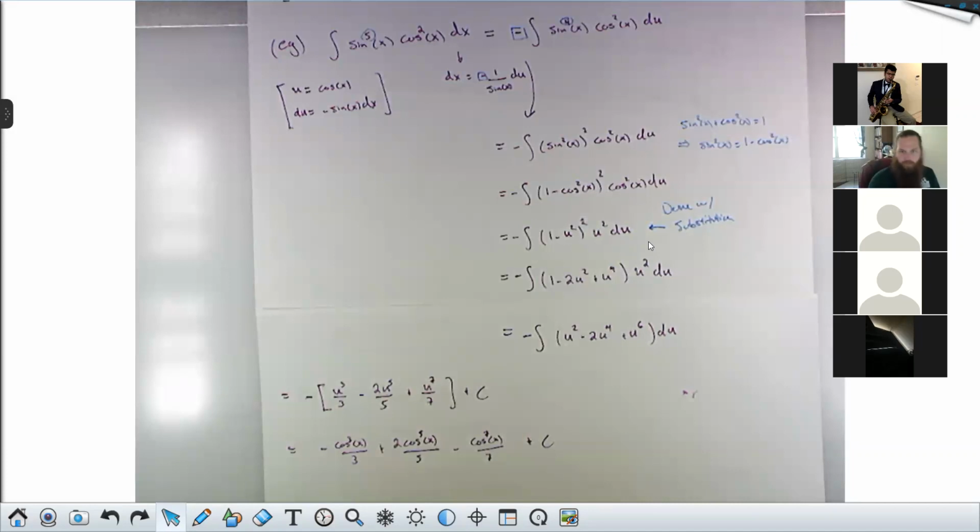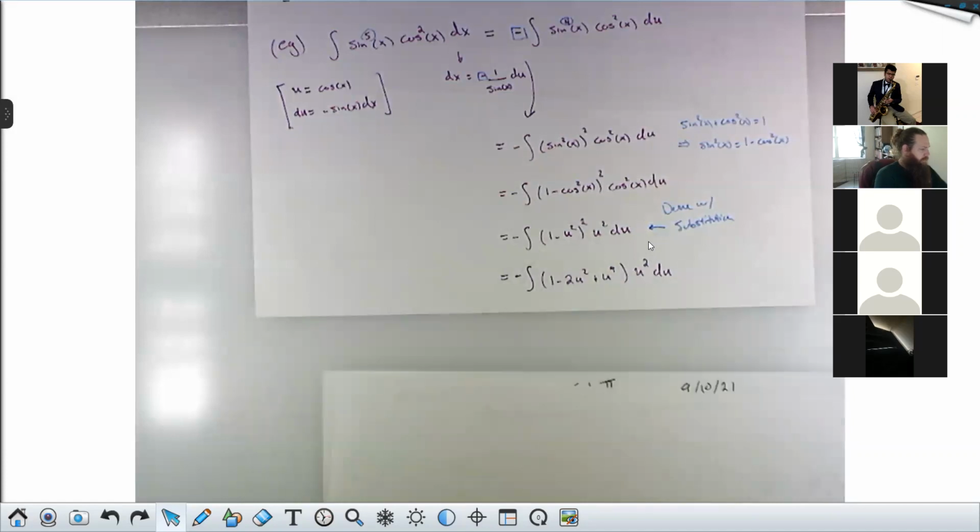Let's look at one more example, and this time I will show you again my normal workflow, which is slightly different. I'll also complicate things this time by making both of the powers odd.